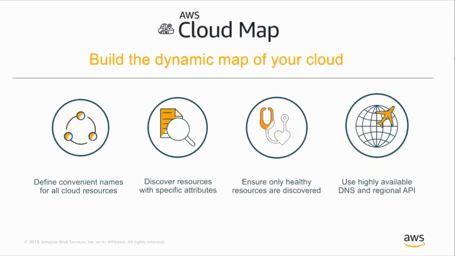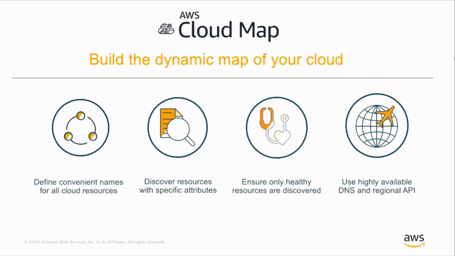Well, in essence, Cloud Map allows you to build the dynamic map of your cloud. You can really define convenient names for all your cloud resources. That can be things like your ECS tasks, your EC2 instances, your EKS services. It can be things like S3 buckets, DynamoDB tables, SQS queues. Any kind of cloud resource can be registered and discovered using AWS Cloud Map.